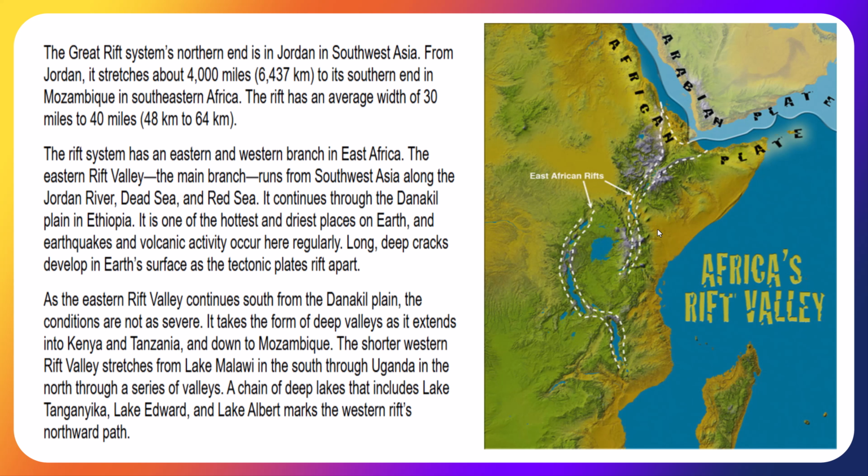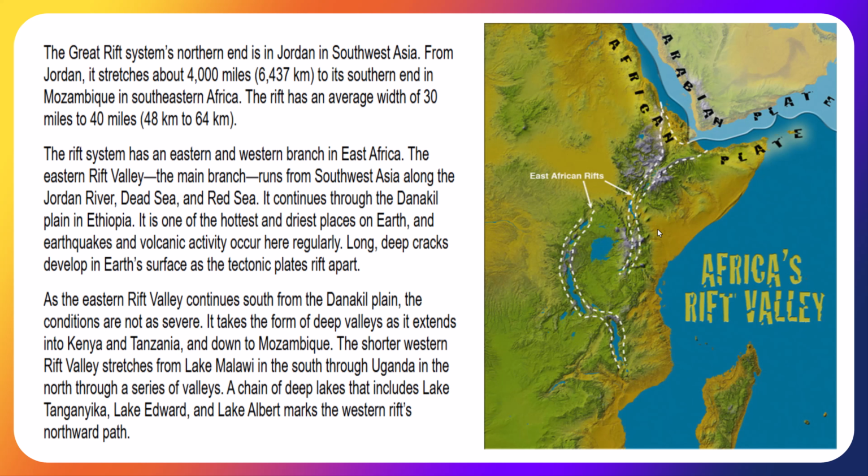It is one of the hottest and driest places on Earth, and earthquakes and volcanic activity occur here regularly. Long, deep cracks develop in Earth's surface as the tectonic plates rift apart. As the Eastern Rift Valley continues south from the Danakil Plain, the conditions are not as severe. It takes the form of deep valleys as it extends into Kenya and Tanzania and down to Mozambique.